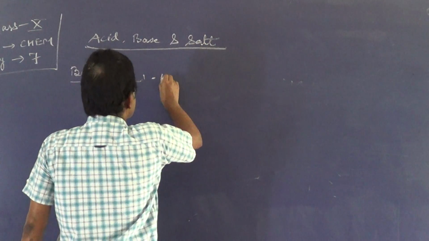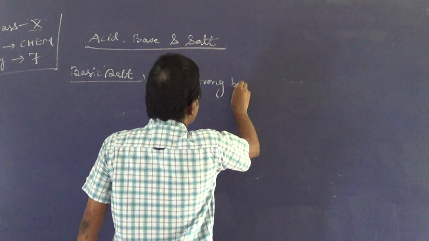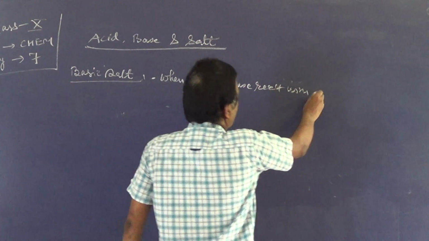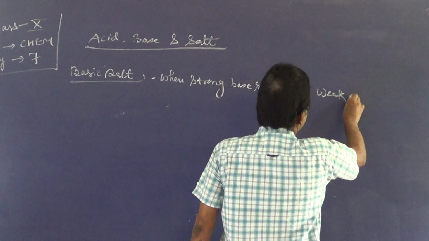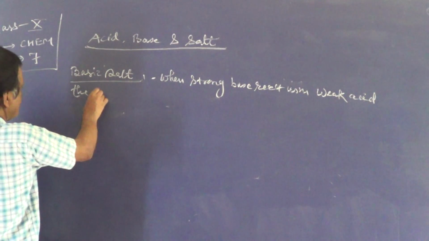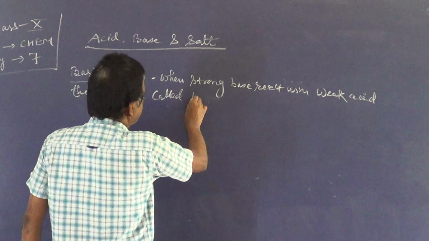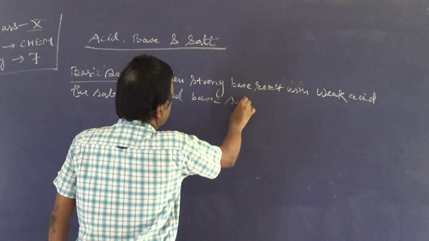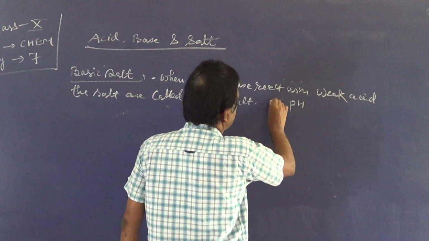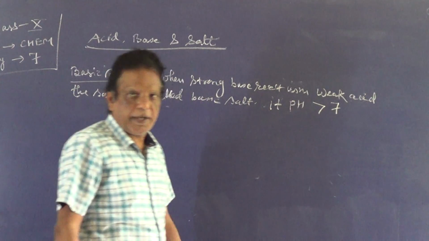When a strong base reacts with a weak acid, the salts are called basic salt. Its pH is greater than 7.